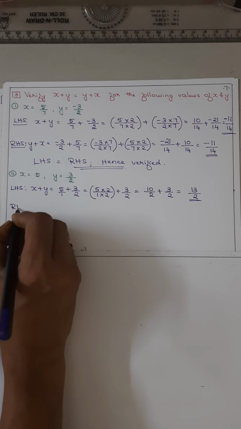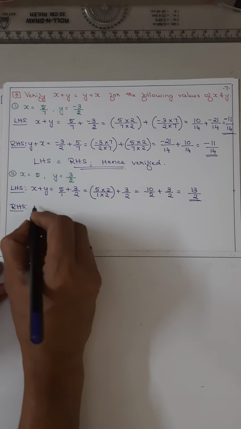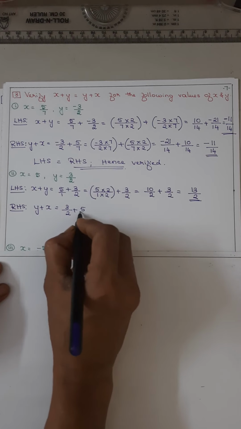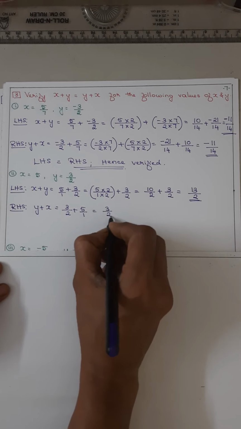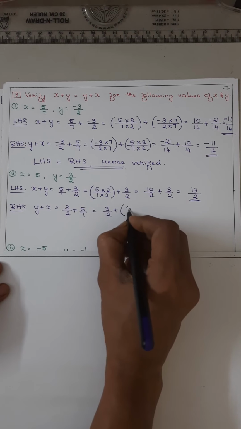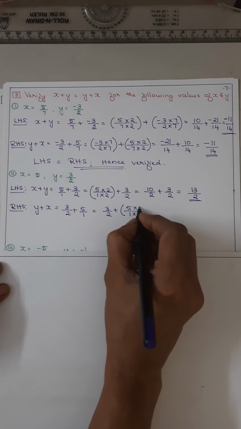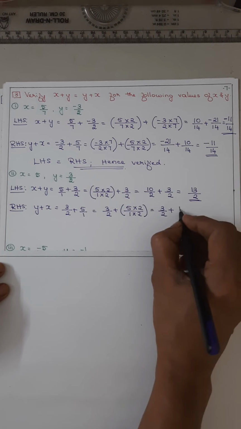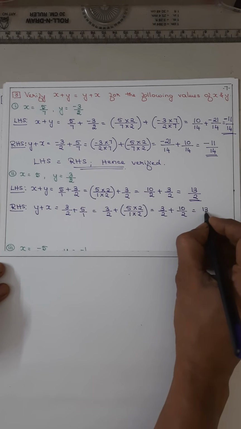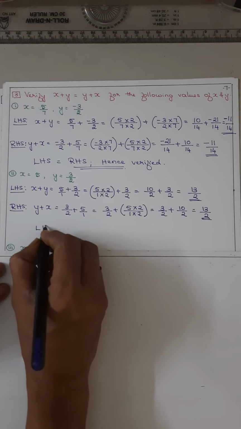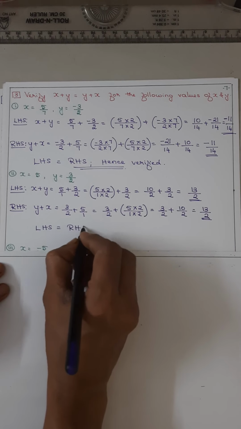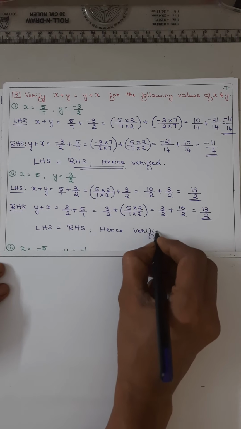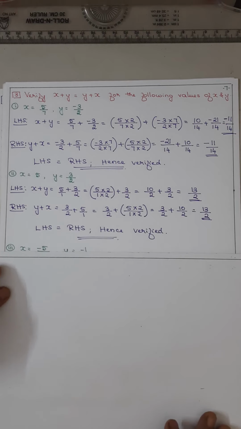Now RHS, it is y plus x, it is 3 by 2 plus 5, that means 5 by 1. So 3 by 2 as it is. Now 5 by 1 convert into the base 2. So 3 by 2 plus 5 2s are 10 by 2, that is 13 by 2. So LHS is equal to RHS, hence verified. Is it clear?